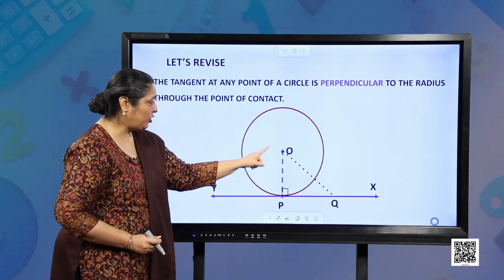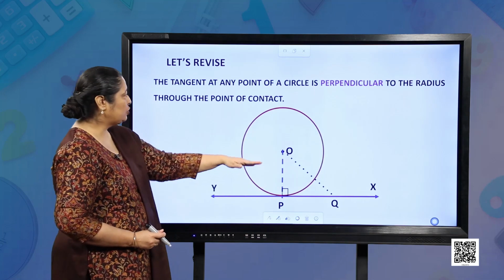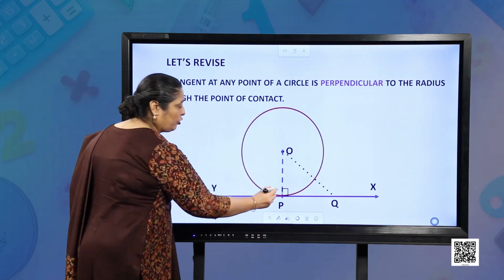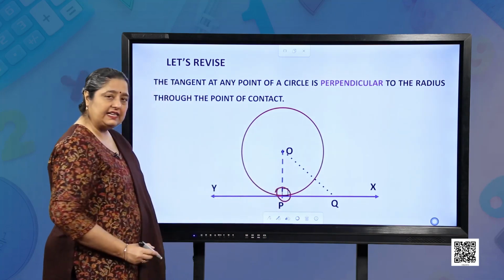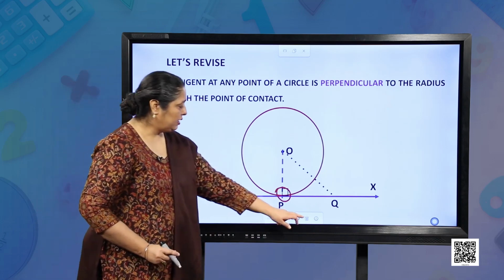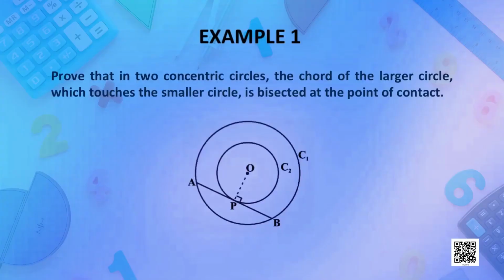The tangent at any point on the circle is perpendicular to the radius through the point of contact. This is a 90-degree angle. So, let us move forward. We have some examples to do now. We have the first example.